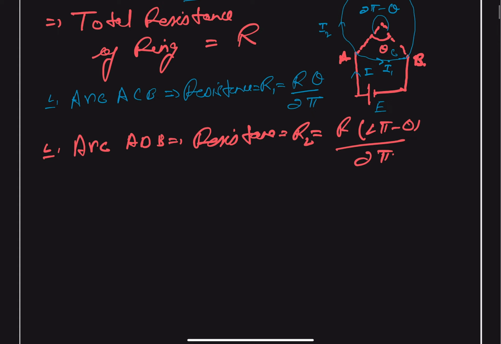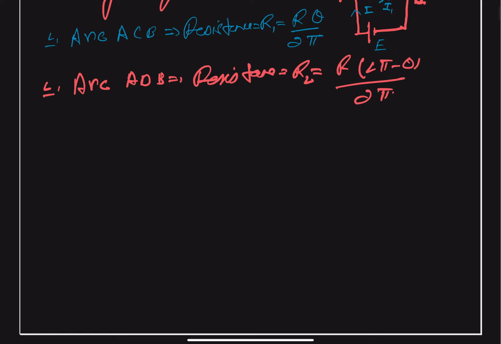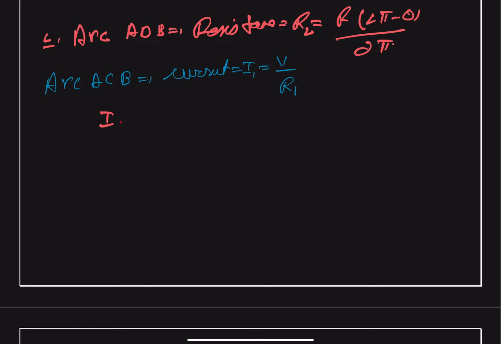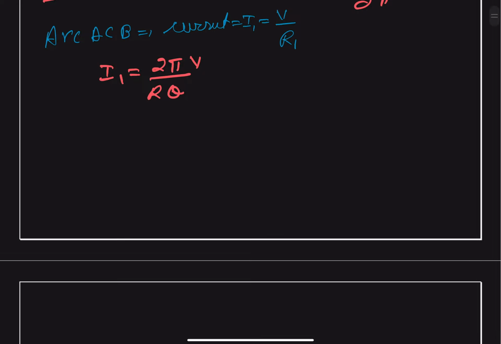Okay, so the current in arc ACB is our I1, which will be equal to V upon R1, and we substitute the value of R1, we get I1 is equal to 2 pi V upon R theta. Then we have arc ADB, and the current is given as I2, which will be equal to V upon R2. We substitute the value of R2, we get 2 pi V upon R times 2 pi minus theta.